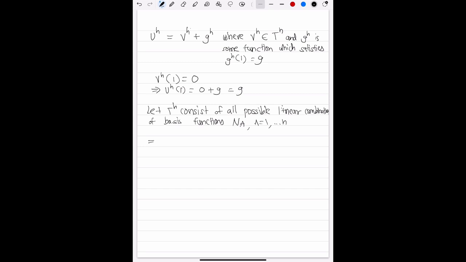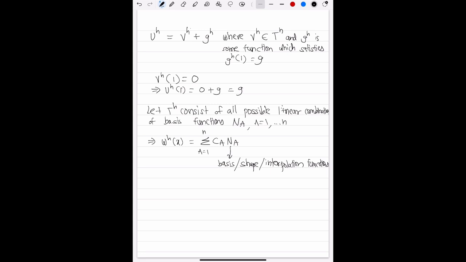What this means is that any function wh which belongs to Th can simply be written as a linear combination of these basis functions for a equal to 1 to n. Here the constants ca are just arbitrary constants. These functions Na, as I just mentioned, are called basis functions, but in the context of FEM they are also sometimes called shape functions or interpolation functions.